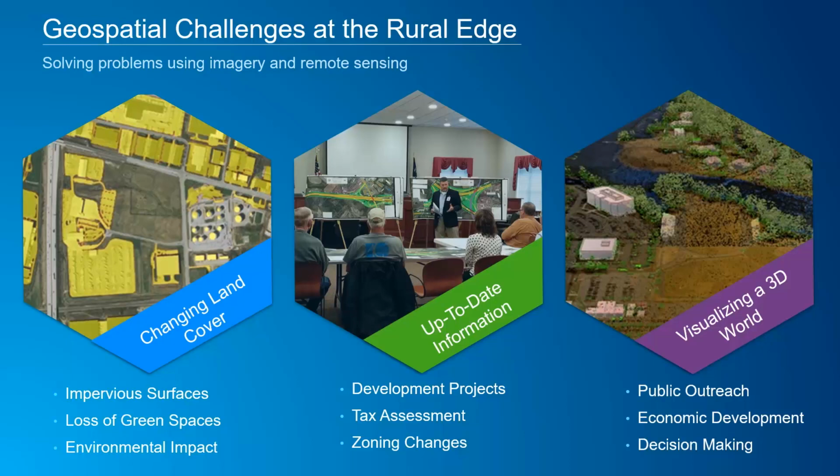In today's webinar and during the workshop, our goal is to show you how imagery and remote sensing can be used to map things like impervious surfaces, the loss of green space, and the overall environmental impact of development. We will investigate remotely sensed sources that can help with developmental projects, GIS updates, and tax assessment. Finally, we will leverage the power of advanced visualization and 3D GIS to improve public outreach, economic development, and decision-making.